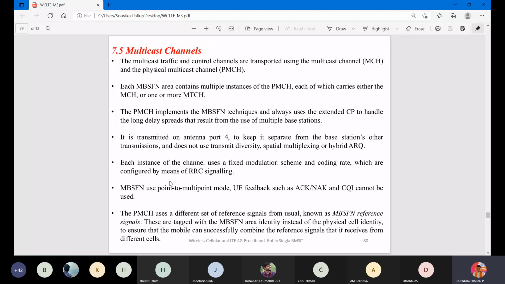Okay, so each instance of a channel uses a fixed modulation scheme and coding rate, which are configured by the RRC, radio resource control signaling part. So in point to multipoint mode, UE feedback such as acknowledgement and HARQ cannot be used. So for multicast also it is not possible to transmit the data that way.